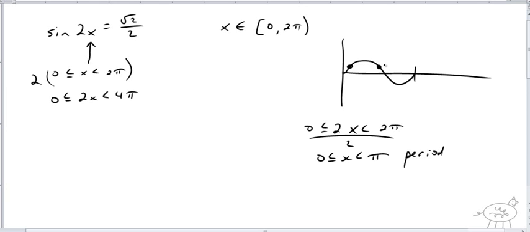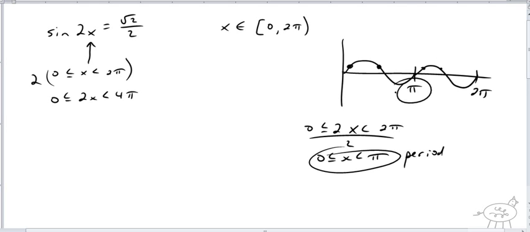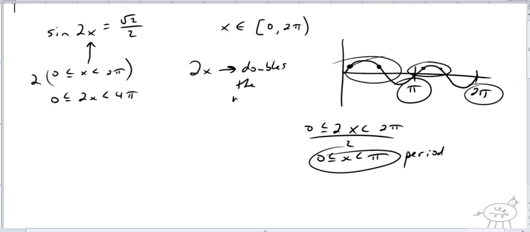Well, now I have two periods in 2 pi. This is 2 pi here, and this is 1 pi. So what do you see from this, math fans? If this is one period in pi and I've got two answers, that means in two periods, or up to 2 pi, I have four answers. To make a long story short, the 2x doubles the number of answers.